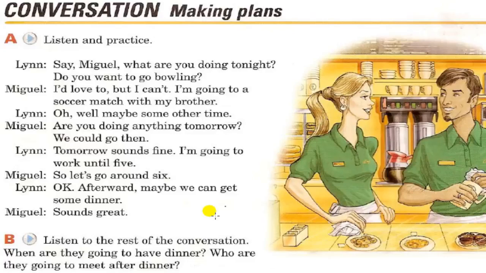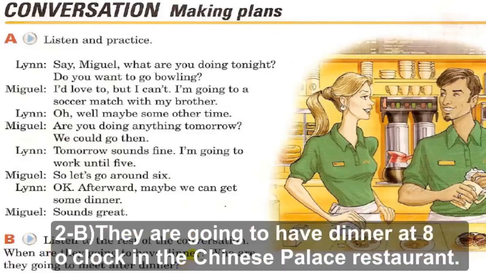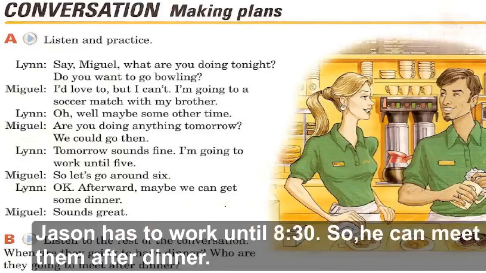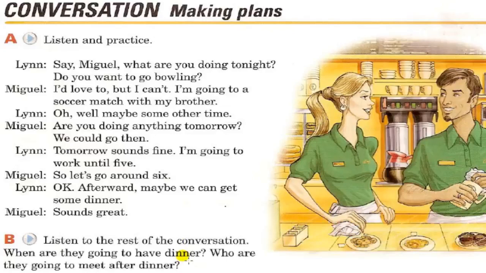That'd be great, Jason. When are they going to have dinner and who are they going to meet after dinner? Miguel and Lynn are going to have dinner at 8 o'clock. They are going to the Chinese palace. They are going to meet Jason. Jason is going to work until 8:30. So, Jason can meet them after dinner.